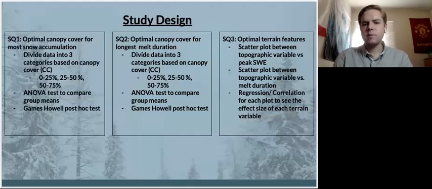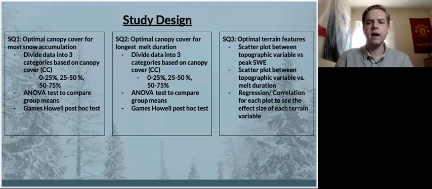Now I want to discuss my study design and describe how I answered each sub-question. For the first one, I'm trying to find what amount of canopy cover results in the most peak snow water equivalent. So I divided the data into groups based on low, medium, or high canopy cover. Low is 0 to 25%, medium is 25 to 50, and high is 50 to 75. Then I used an ANOVA, or a one-way analysis of variance, which basically averages the peak snow water equivalent for each group and compares those group means.